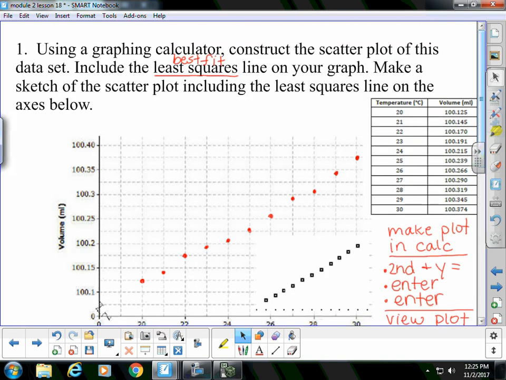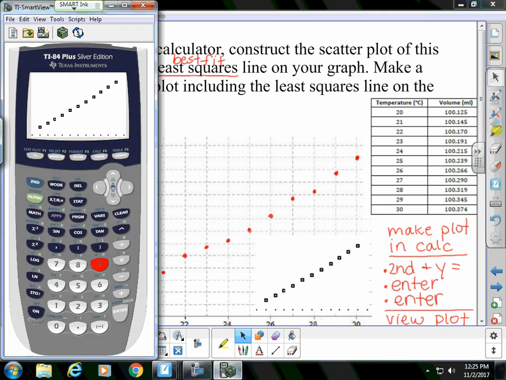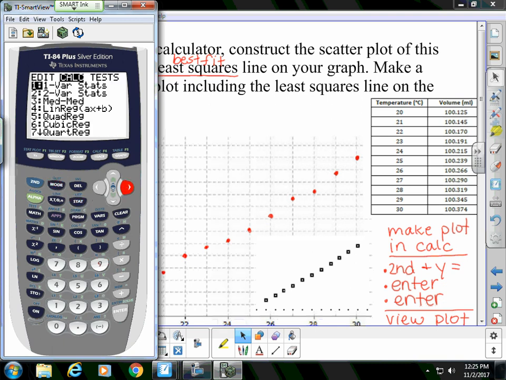Okay, so first of all, they said using the graphing calculator, construct the scatter plot, which I just showed you how to do. And now it says to include the best fit line. So let's find out what that equation would be. So I'm going to get out of here, so second mode, and we're going to get the equation just like we always have. So stat, go over to calc, and number 4.